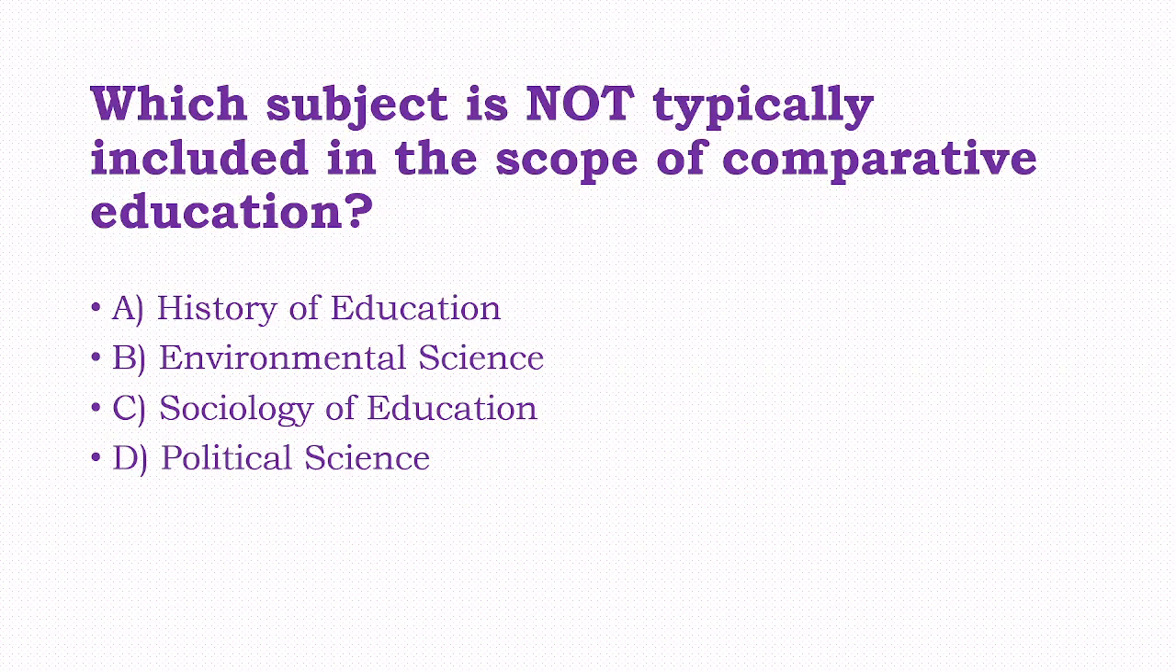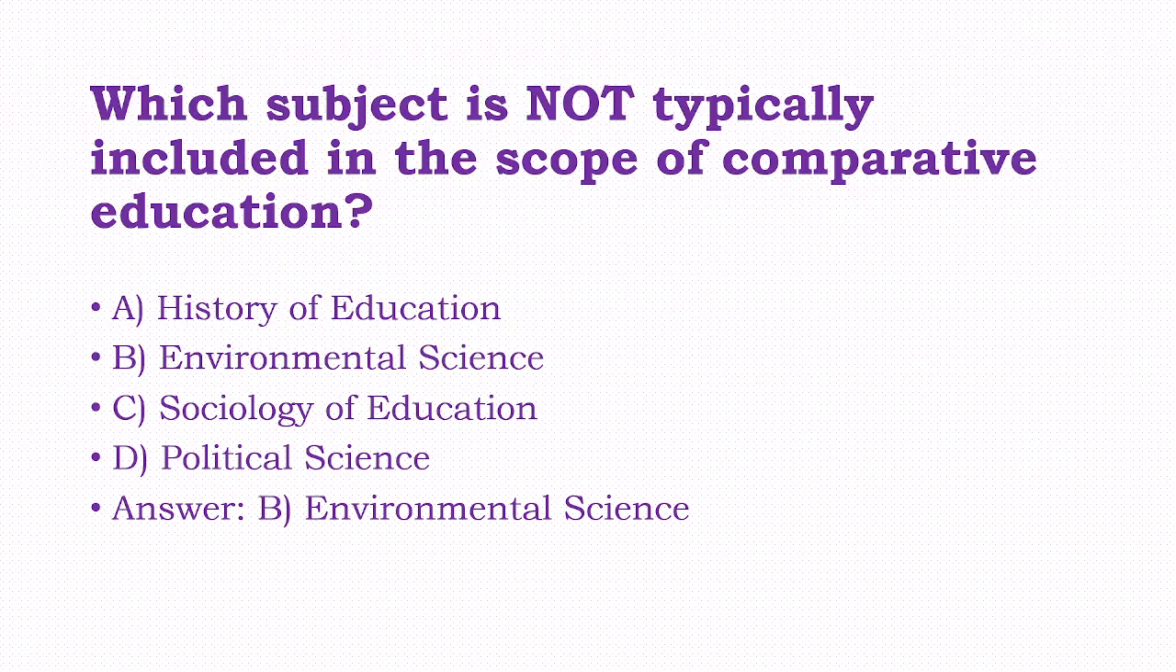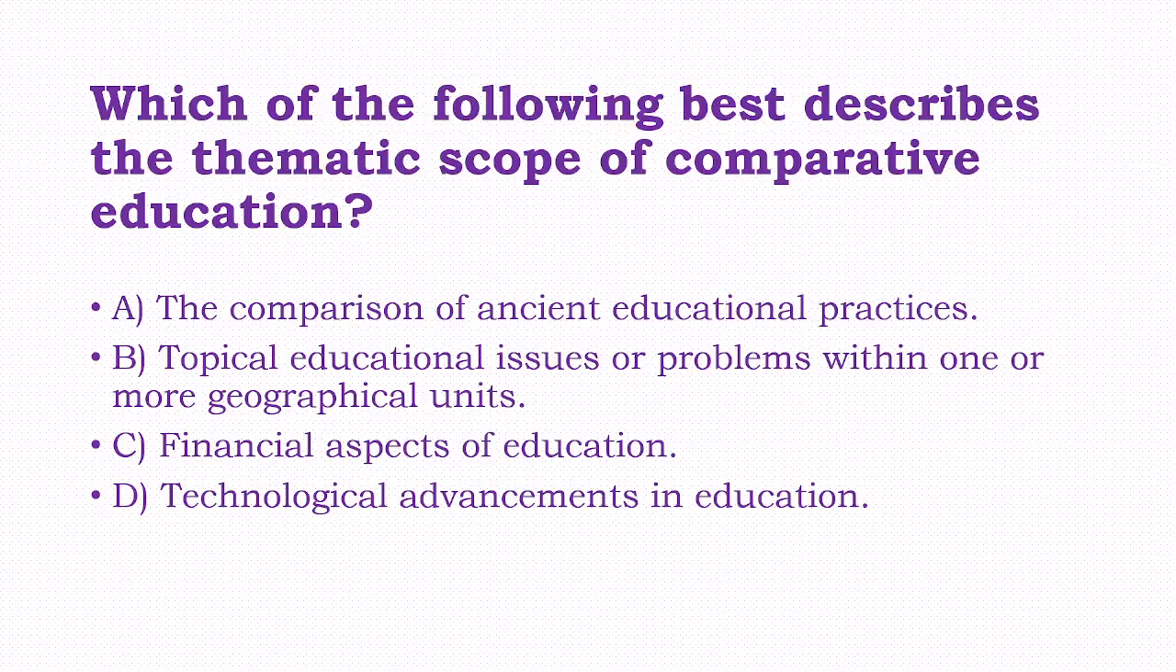Which subject is not typically included in the scope of comparative education? History of education, environmental sciences, sociology of education, political science. Answer of this question is option B, that is environmental science.